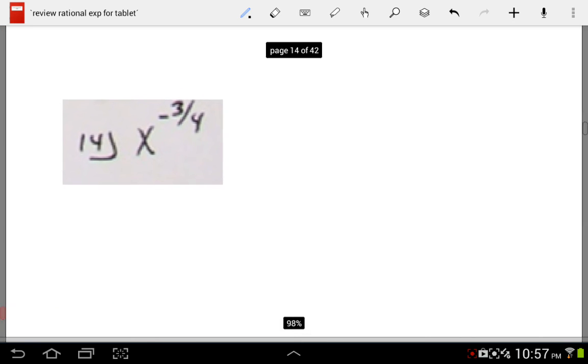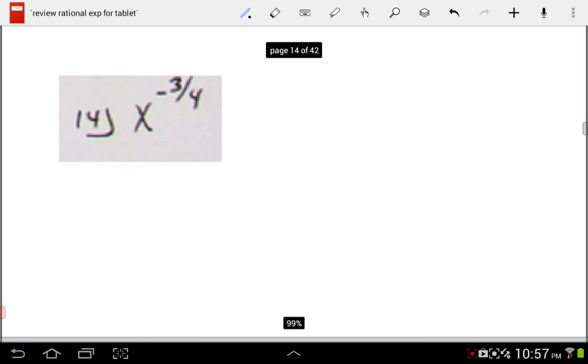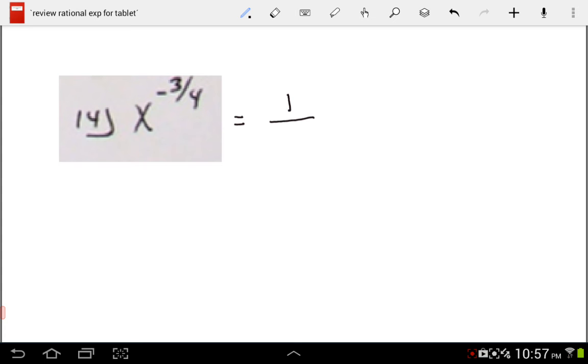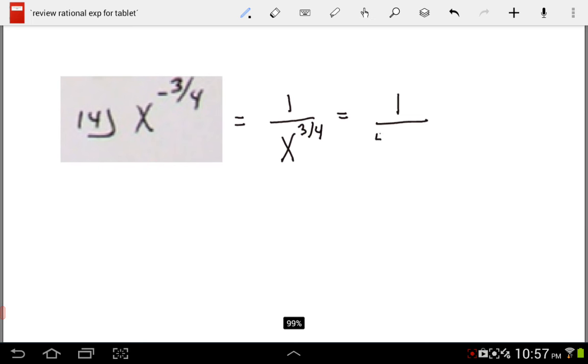Now number 14, this time we have a negative exponent. So before we write it in a radical, we want that exponent to be positive. To write this as a positive exponent, we would simply do 1 over x to the 3/4. Now that it's positive, I can write this in radical form. So this will be 1 over, and remember this is going to be the 4th root of x cubed.